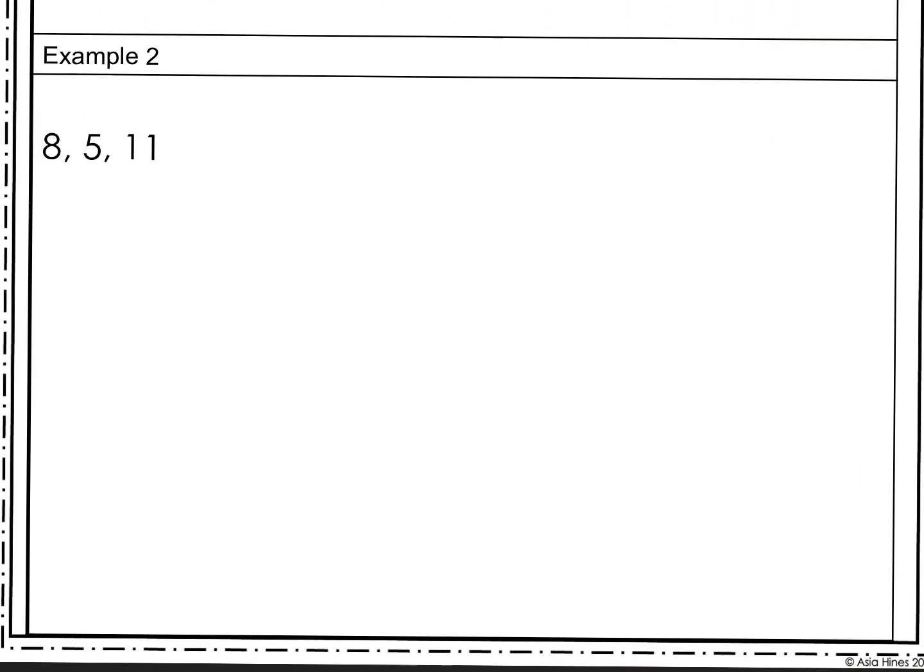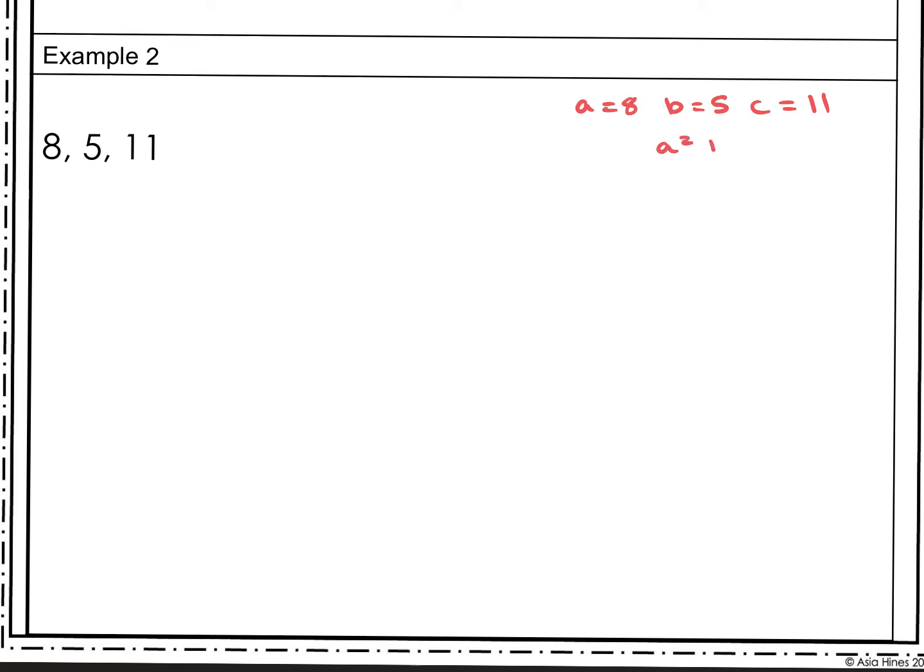We're going to do the same thing for example 2. So we're looking at identifying our A, our B, and our C. I want you to go ahead and identify your A, your B, and your C. C is the longest side, so we have 11. And remember, A and B are interchangeable.